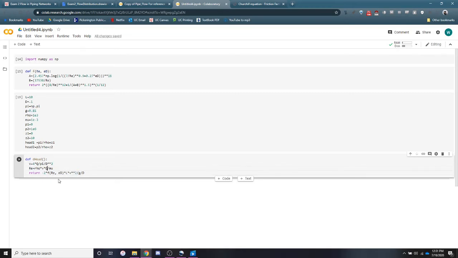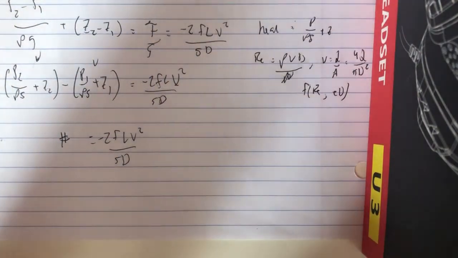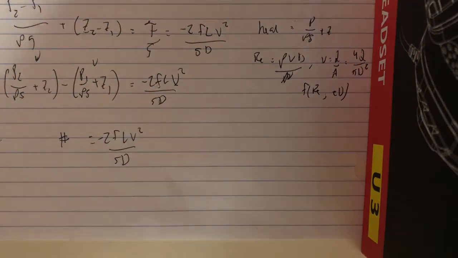So what values actually go into d of head? Those values are Q for the flow rate, E over D for the roughness, L, and D, because those are the ones that might change. So that's how we find the function for the change in head. Now that we've figured out the first function, I want to briefly review how we do the second function.